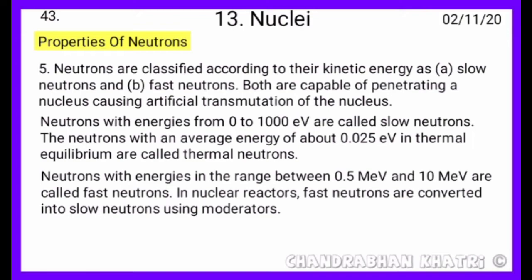Neutrons with energies in the range between 0.5 mega electron volt and 10 mega electron volt are called fast neutrons. In nuclear reactors, fast neutrons are converted into slow neutrons using moderators.